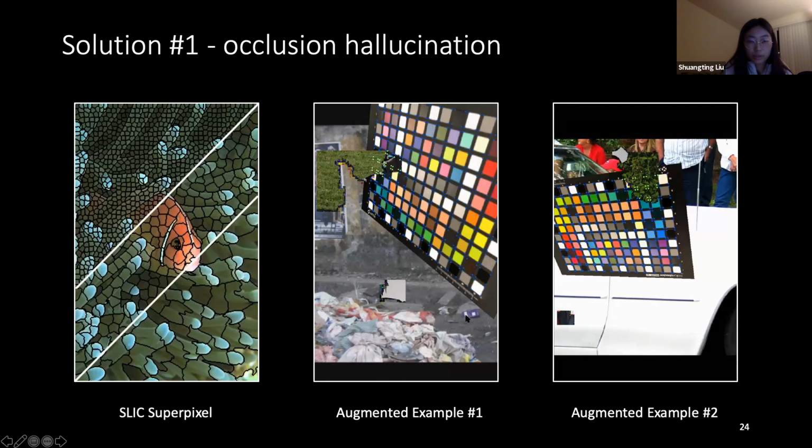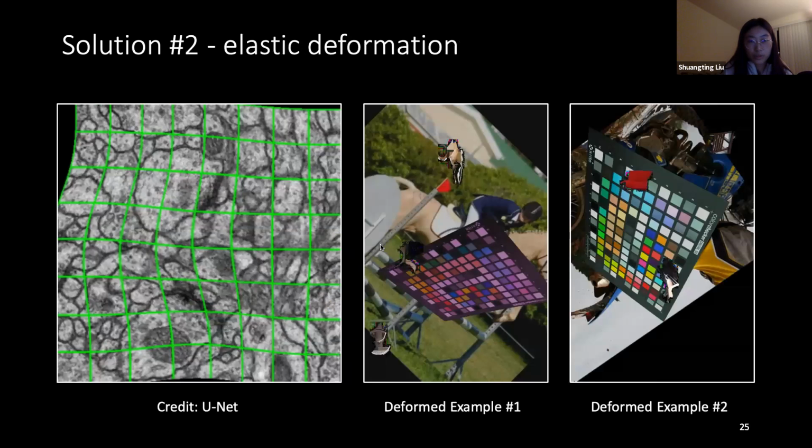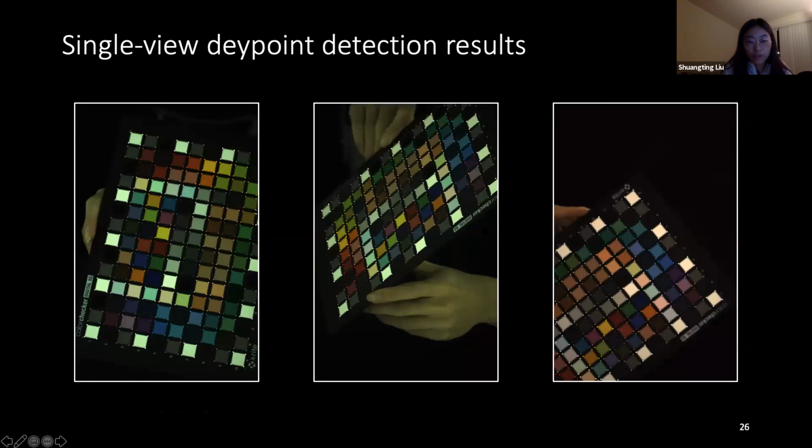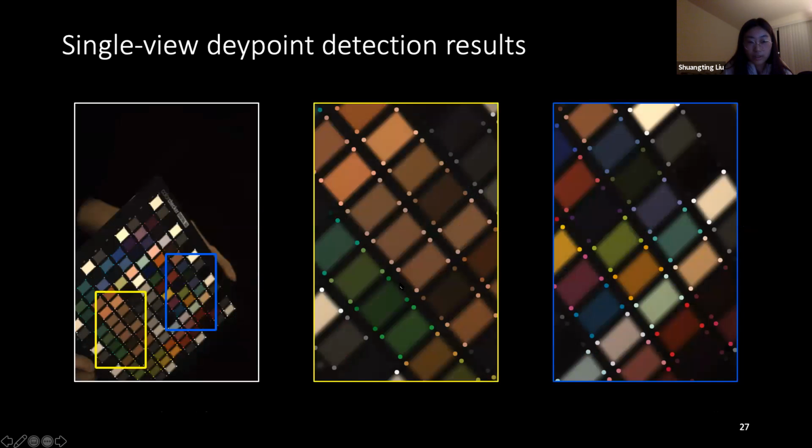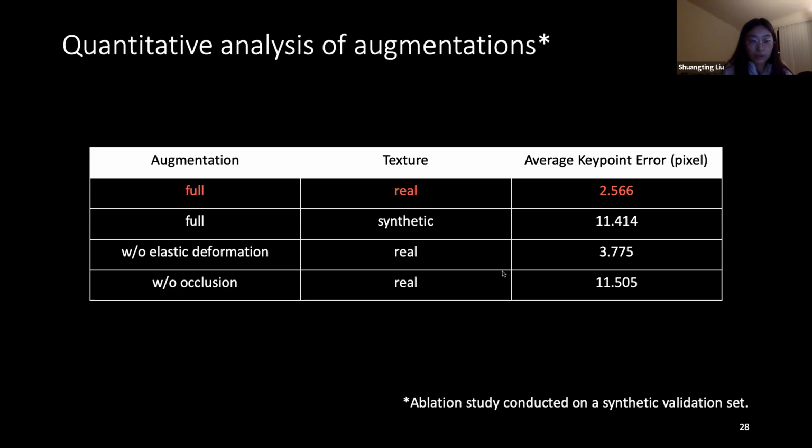The first thing we do is to add some occlusions in front of the color checker. And the second thing we do is the elastic deformation to bend the color checker a little bit. After those augmentations, we can notice the result is pretty accurate and robust, even if the occlusion exists. Even if we zoom in, we can still notice accurate alignment. We also do a quantitative analysis of the augmentations. We can see that after adding those augmentations, the average key point error reduced from 11 to 2.5.